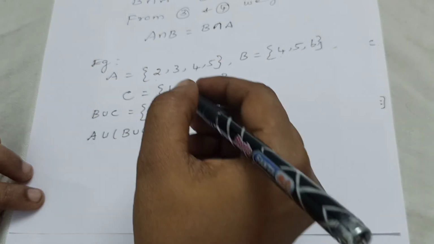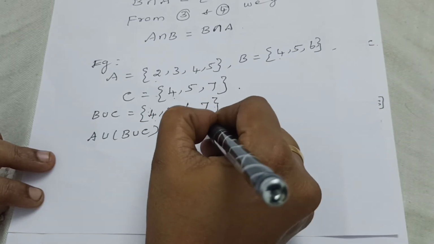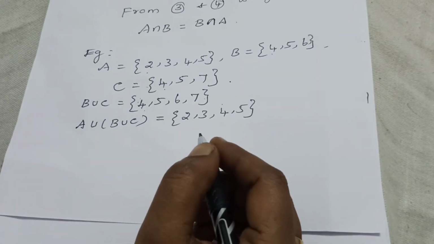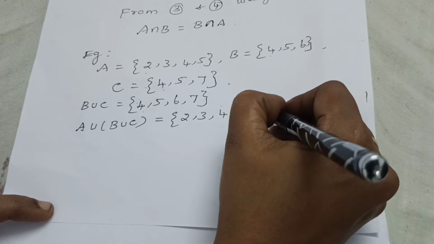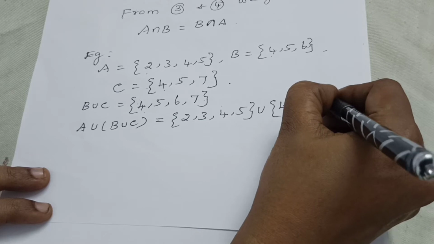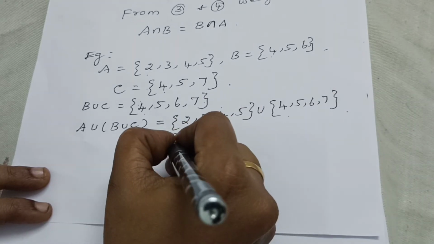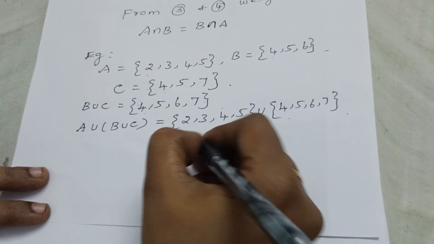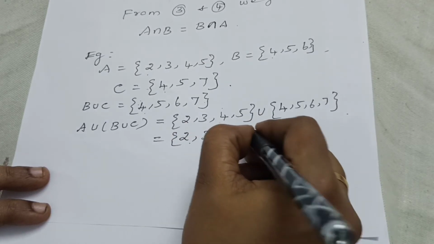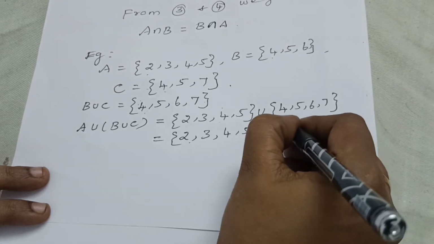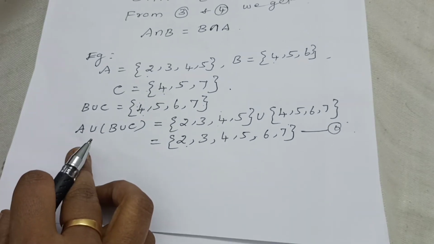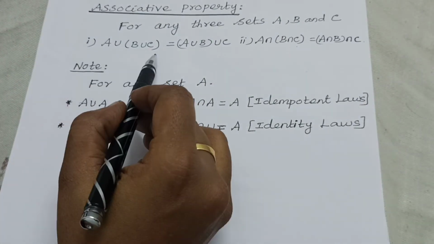Then what is A? A elements 2, 3, 4, 5, union B union C, 4, 5, 6, 7. These two union, what are the values? 2, 3, then 4 and 5 common, one time we should write it, then 6, 7. This is equation number 1. Then the left hand side is over, we got the answer.